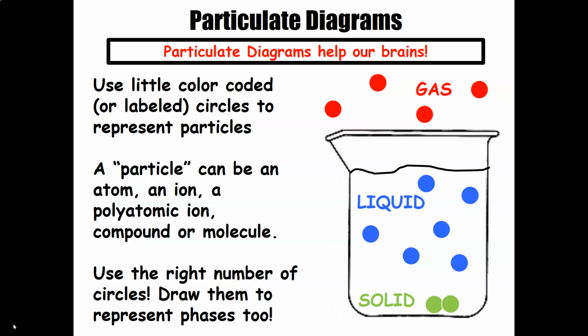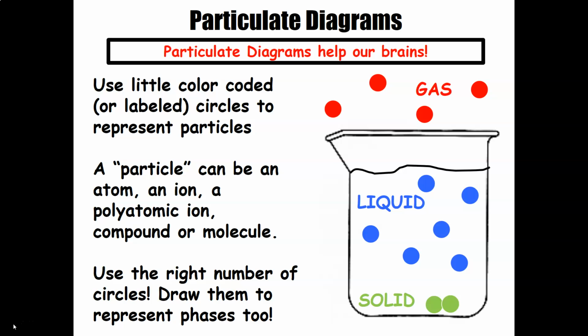And if it's an ion, you draw a circle by itself. If you're trying to represent a compound, you could draw two different circles touching each other. You color code them so you know what you're looking at. Another thing that you need to make sure you do is you use the right number of circles. So if you have a balanced equation and you should have 2 calciums, then you should have 2 circles that represent calcium. So you want to make sure you're using the right number of circles.